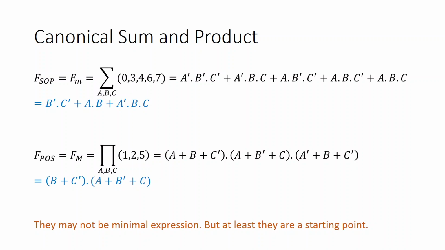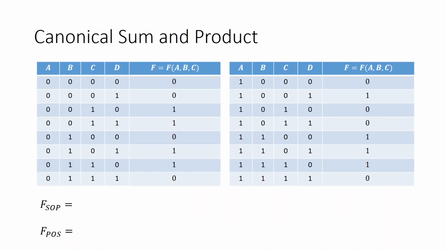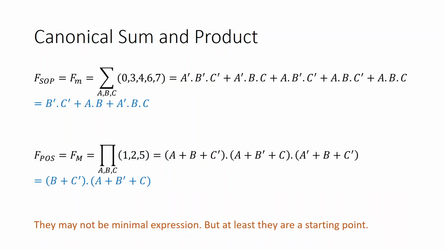So after you form the SOP and POS, you can do your reduction, or if you want, you may not do it. That is up to the designer. So this is what we wanted to say during this discussion on canonical sum and product: don't take them as minimal expressions. They can be further reduced.